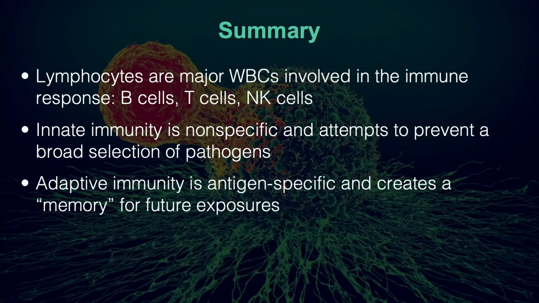Second aspect of our immune system was adaptive immunity, which we just finished discussing, where specific responses are tailored to an invading antigen or pathogen, and where a memory is created whereby future responses are faster, larger, and more specific.